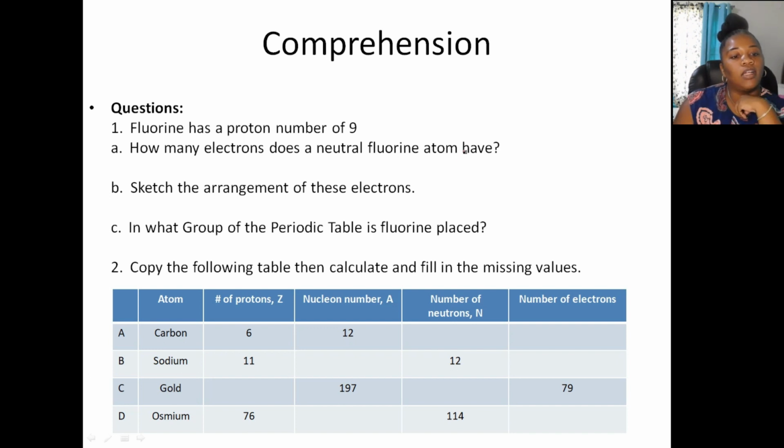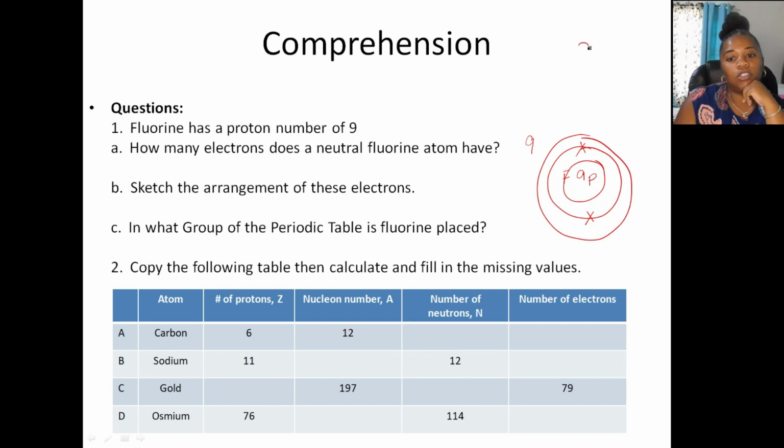Fluorine has a proton number of 9. How many electrons does a neutral fluorine atom have? Right, 9. So sketch the arrangement of these electrons. So we have fluorine, 9 protons, therefore having 9 electrons. The first shell would hold 2. The second shell, 9 electrons minus 2 will leave us with 7.